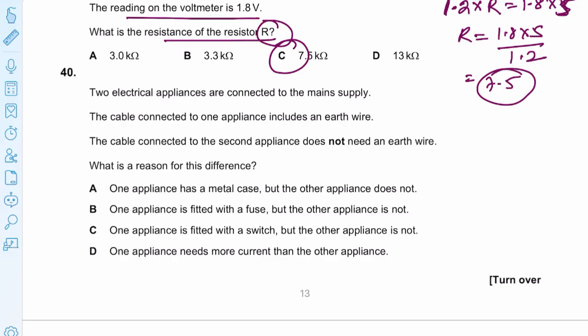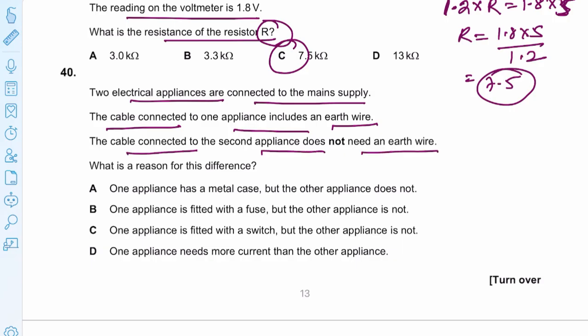Last question, question number 40. Two electrical appliances are connected to the main supply. The cable connected to one appliance includes an earth wire. The cable connected to the second appliance does not need an earth wire. What is the reason for the difference? One appliance has a metal case but the other appliance doesn't. Yes, exactly. Whenever an appliance has a metal case, we need the earth wire for that. So option A will be the correct answer.